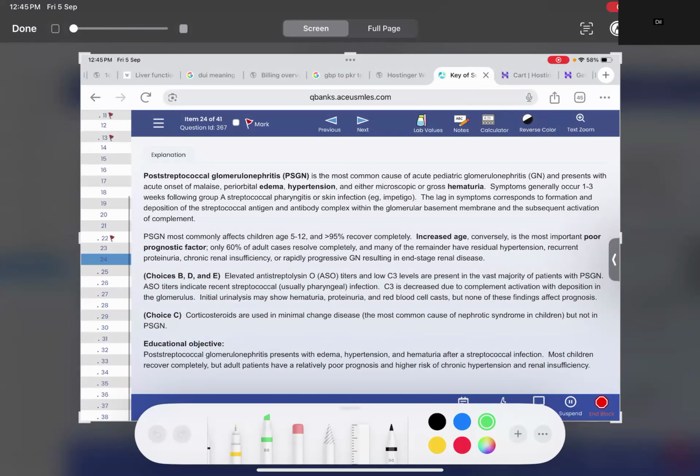PSGN prognosis: it most commonly affects children, okay, and more than 95% recovered completely. Increasing age is the most important poor prognostic factor, okay, and only 60% resolved completely, and the remainder have hypertension, recurrent proteinuria, renal insufficiency, RPGN, and end stage renal disease. The rest are not that important, they have no importance in prognosis.